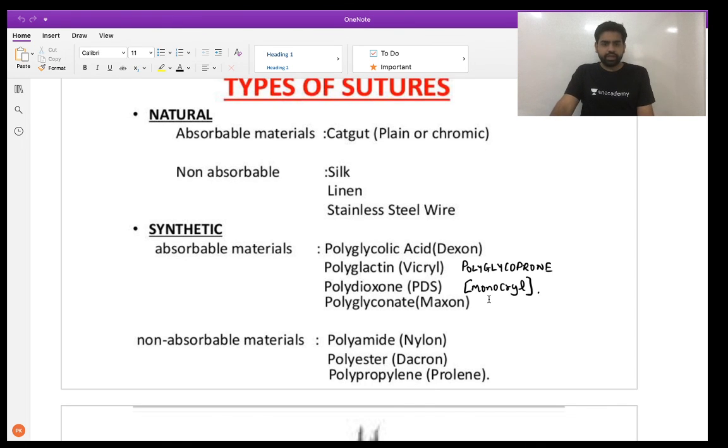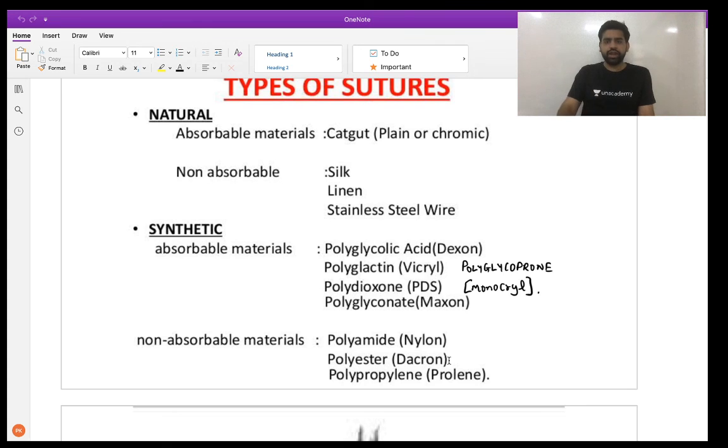Now the last category is the synthetic non-absorbable sutures. What are the synthetic non-absorbable sutures? We have nylon. The chemical name of nylon is polyamide. And what else? You have Prolene. What is Prolene? Polypropylene. So Prolene and polypropylene are one and the same thing. We will talk about where these sutures are used in a while.